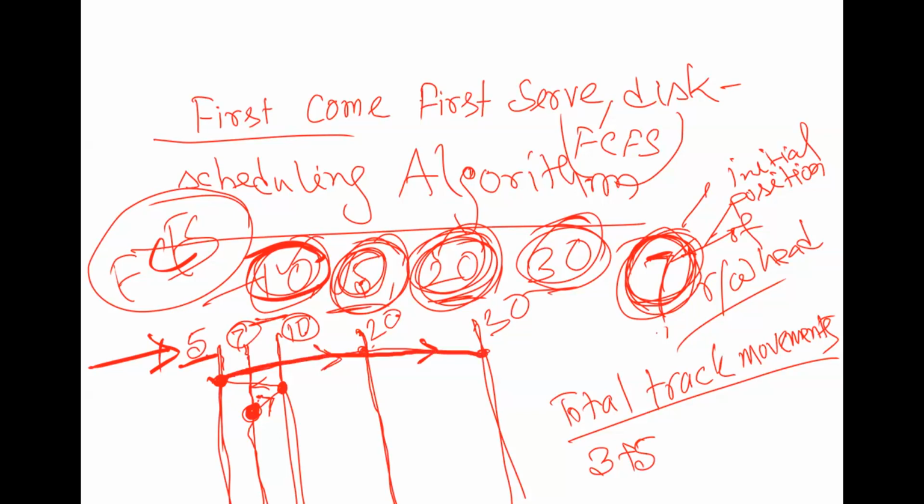So you can calculate this total track movement from here till here. 30 minus 5, this is the same direction. 30 minus 5 is 25, plus 25. Okay, so how many track movements are required? Here the total required is 33. Okay, 33 movements are required.